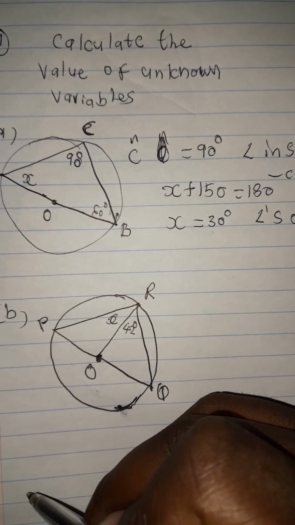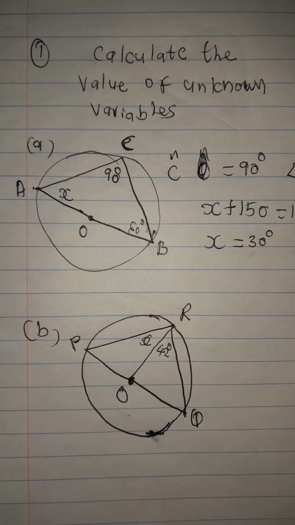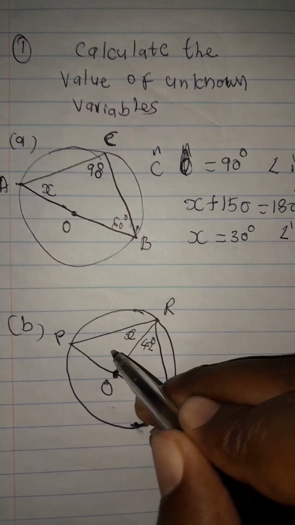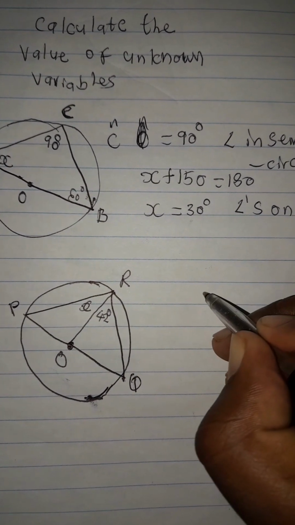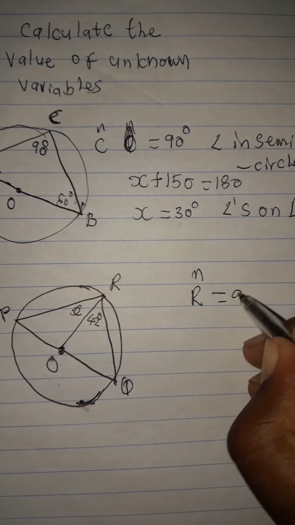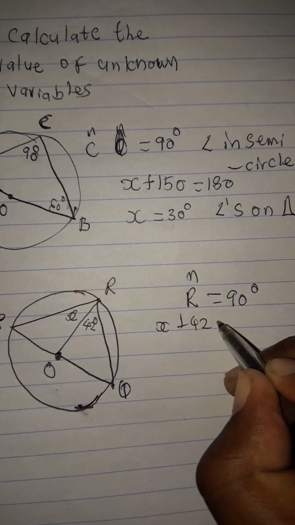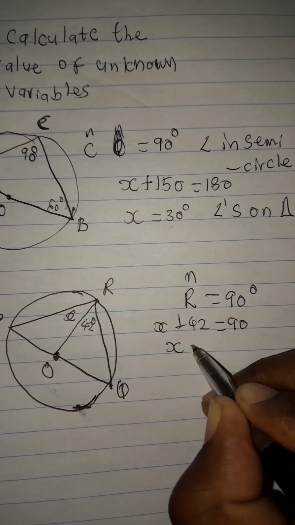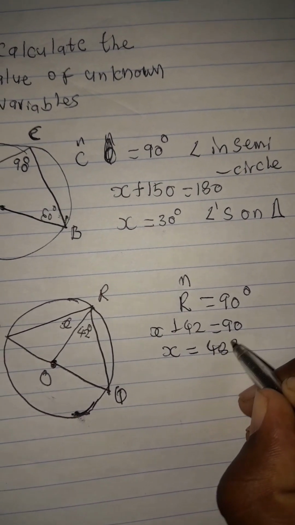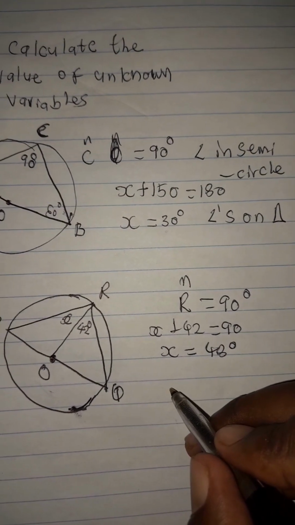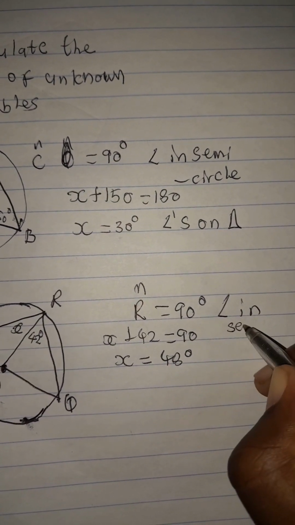Let's go to our last question. We are looking for the value of the unknown variable, which is x in this case. You could see that there is a diameter, so it forms 90 degrees at R. To get x, we say x plus 42 equals 90. We make x the subject by transposing: 90 minus 42 gives us 48. So 42 plus 48 gives us 90. The reason here is angle in a semicircle.